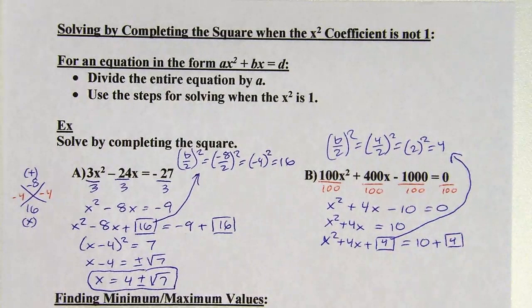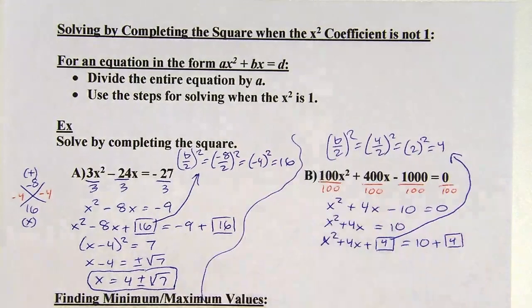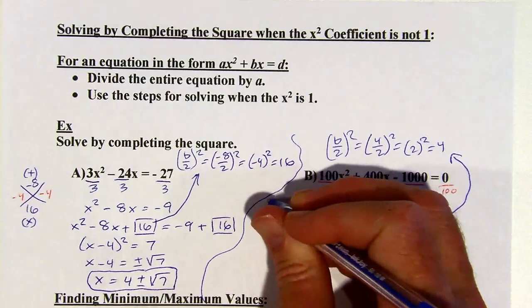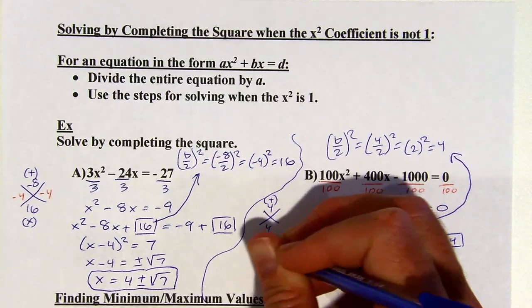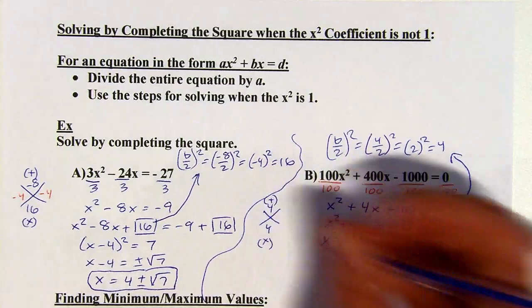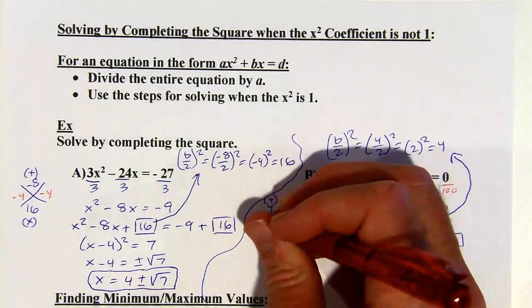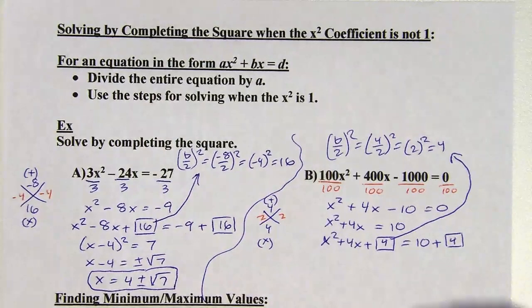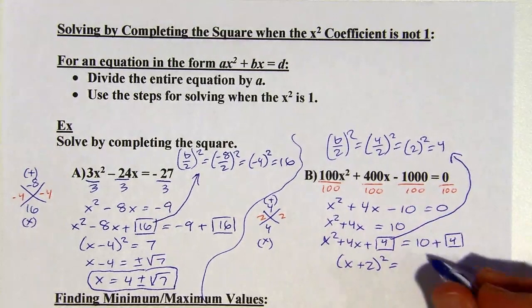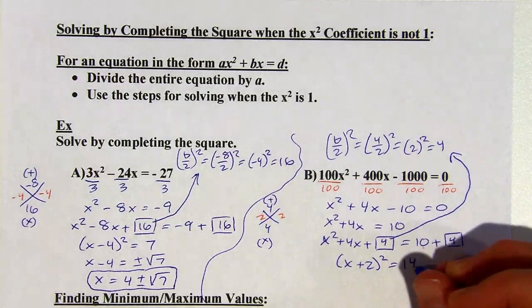Okay, and then I'll factor over here. Let me just separate that. So I'm going to set up a diamond problem. Need the same two numbers to multiply to get 4 and also to add to get 4. That would be double 2's. So then this is going to factor into x plus 2 times itself, or x plus 2 squared. On the right side, 10 plus 4 is 14.